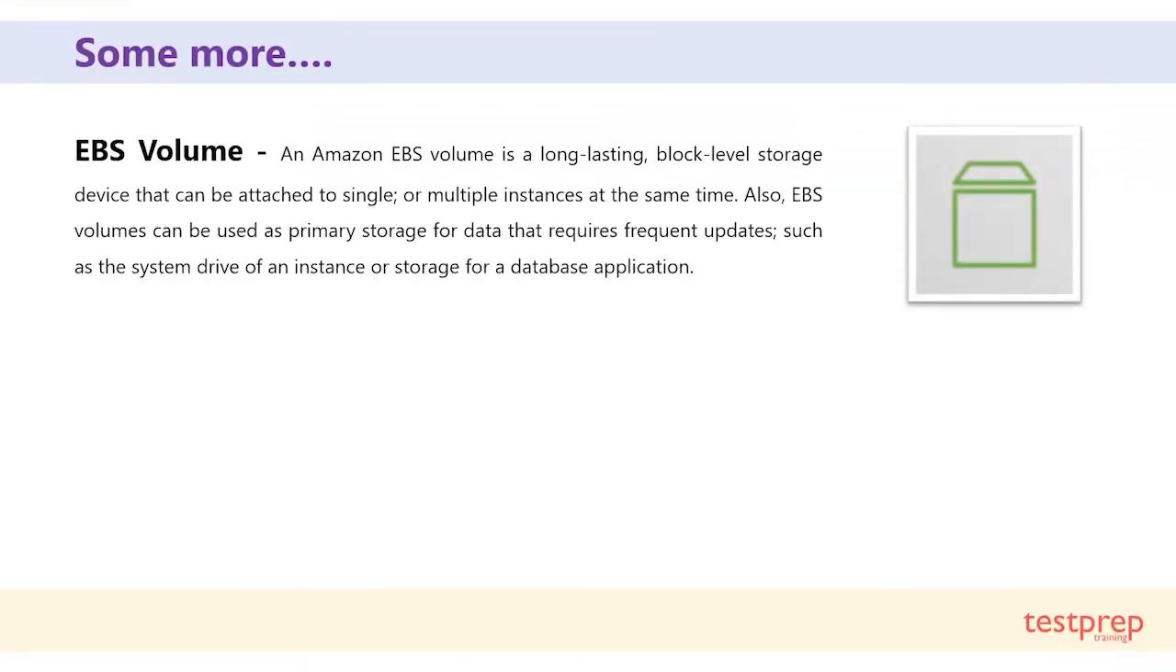Next, EBS Volume. An Amazon EBS Volume is a long-lasting, block-level storage device that can be attached to single or multiple instances at the same time. Also, EBS volumes can be used as primary storage for data that requires frequent updates, such as the system drive of an instance or storage for a database application.